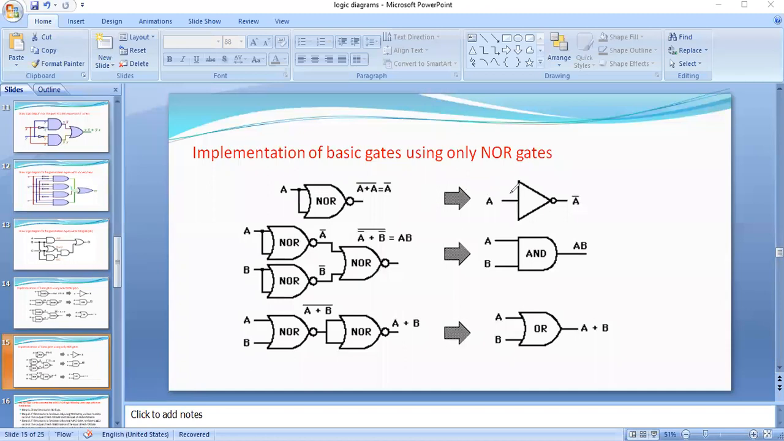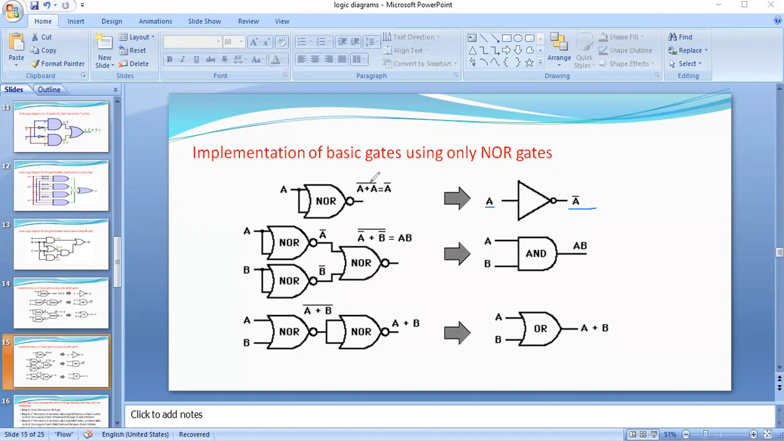See here, if you want to implement a NOT gate using a NOR gate, first I'm taking an inverter. What are the minimum number of inputs to the NOR gate? We have two inputs, but the NOT gate has only one input and only one output. So if you want to implement this inverting operation using a NOR gate, you have to short both the input terminals, and I'm taking it as one input.